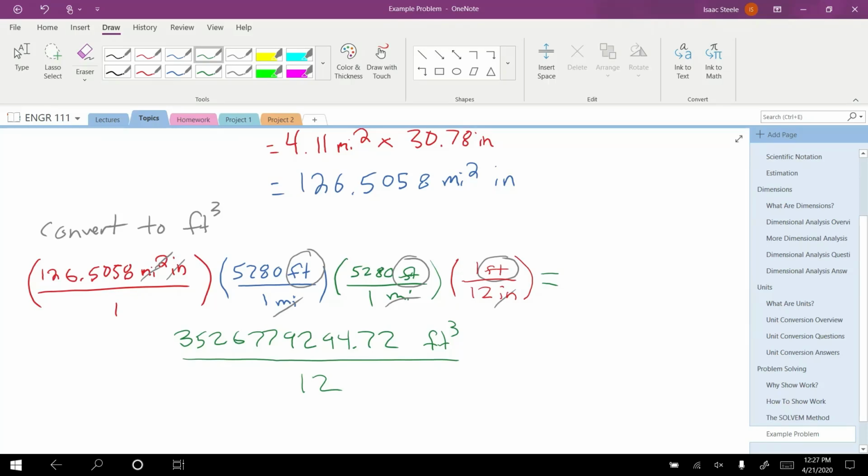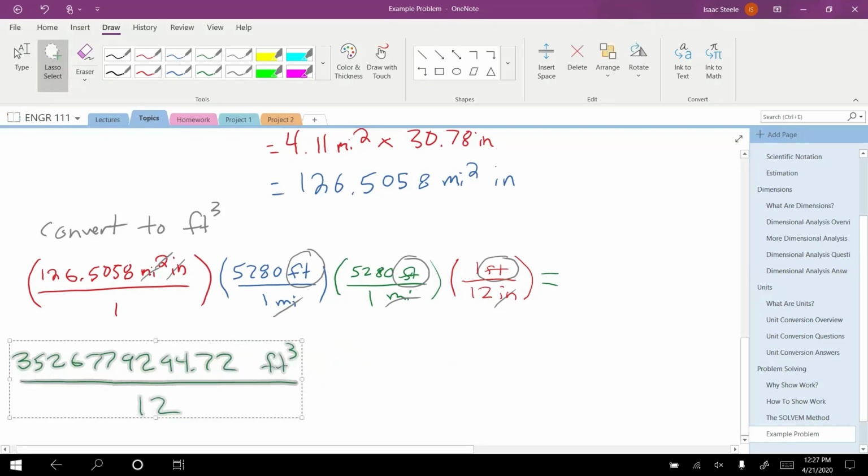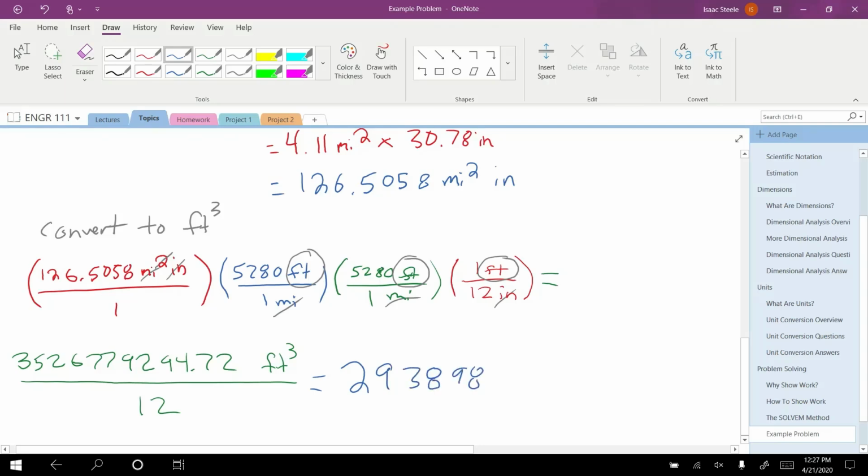I'm now going to simplify this. I'll go ahead and move this over so that I can put the answer next to it. This equals, after I simplify it, 29,38,98,274,56 feet cubed. Now, you might be saying, how come you're keeping so many of these significant figures?